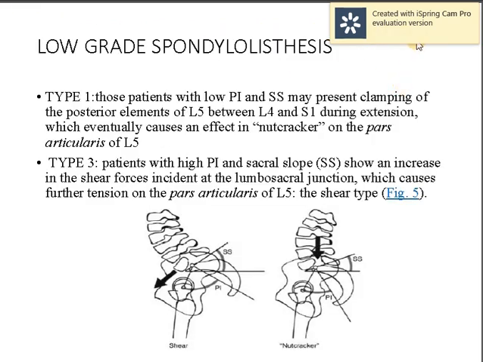Now, low-grade spondylolisthesis type 1, those patients with low PI and SS may present clamping of the posterior elements of L5 between L4 and S1 during extension, which is eventually an effect seen in the nutcracker of the pars articularis of L5. Type 3 is patients with high PI and sacral slope, which shows an increase in the shear forces incident at the lumbosacral junction, which causes further tension of the pars articularis.